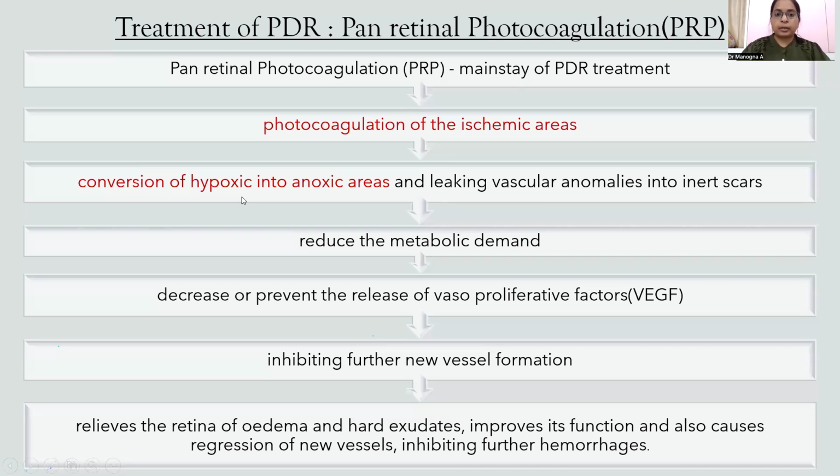PRP is the only mainstay of treatment for proliferative diabetic retinopathy, right? So what is pan-retinal photocoagulation? The entire retina will be photocoagulated, because the retina is ischemic. On photocoagulation, the hypoxic retina will be converted into anoxic retina. Hypoxia triggers the formation of VEGF, so if there is no hypoxia, there is no formation of VEGF. When hypoxia is converted into anoxia, there is reduced metabolic demand, so there won't be any release of VEGF. That will stop further development of PDR.